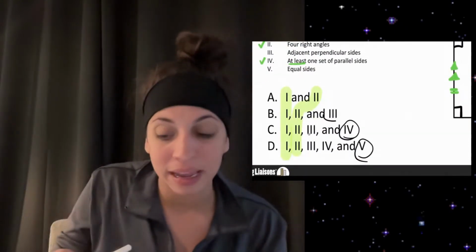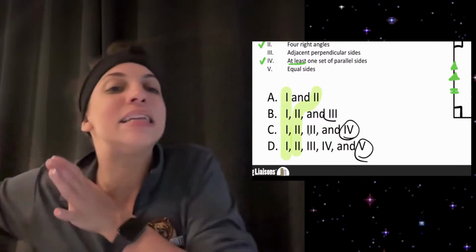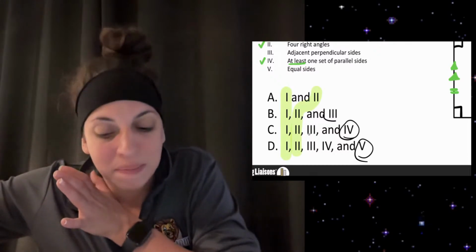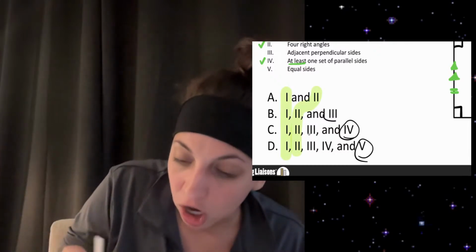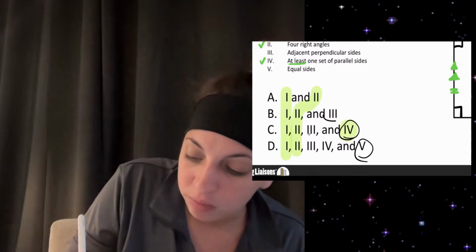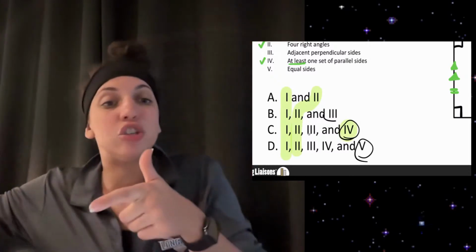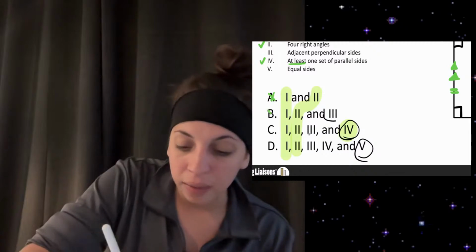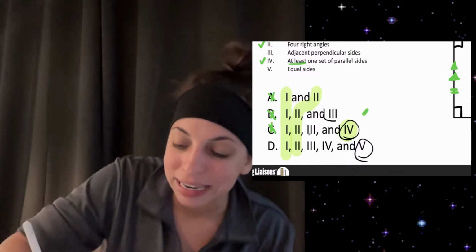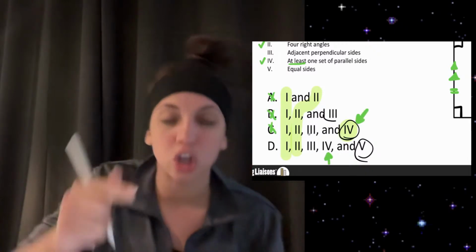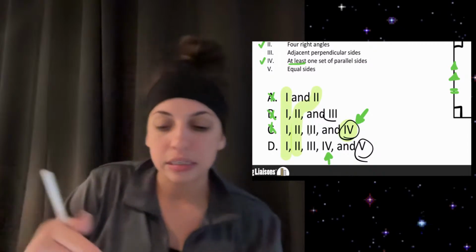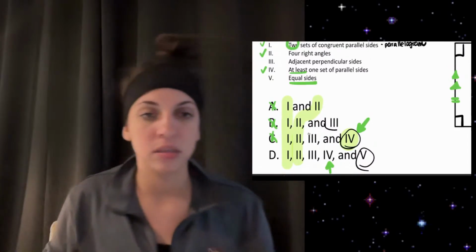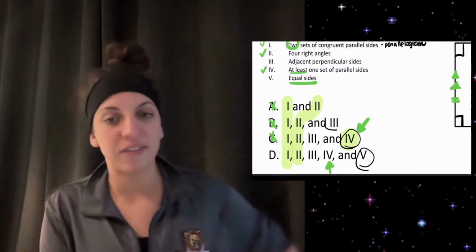Well, when I go back to my answer choices, if I didn't understand what number 3 meant, it doesn't matter, because I just confirmed that number 4 is true. So I can cross off A, B, and C because I need 4 to be included. Does a rectangle have equal sides? Does it have to have equal sides?